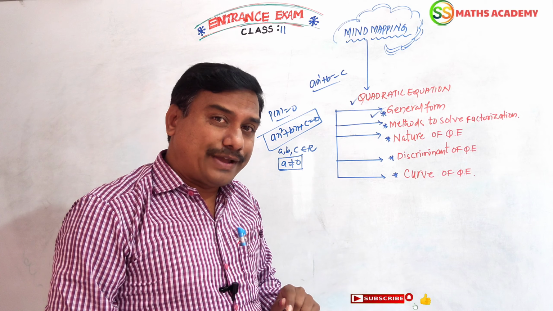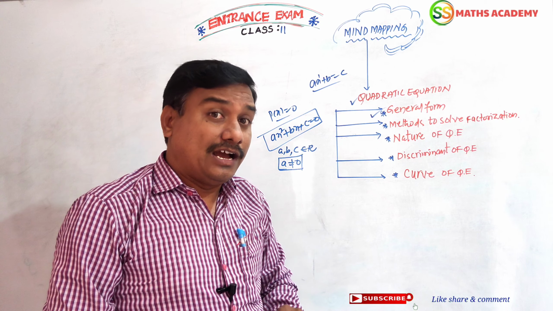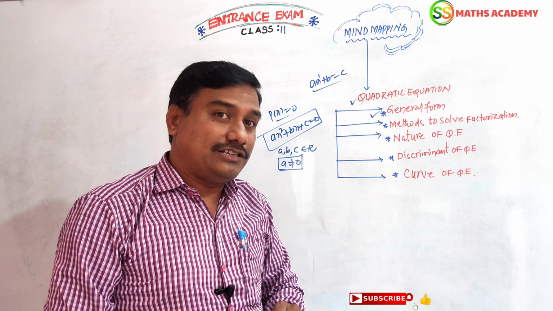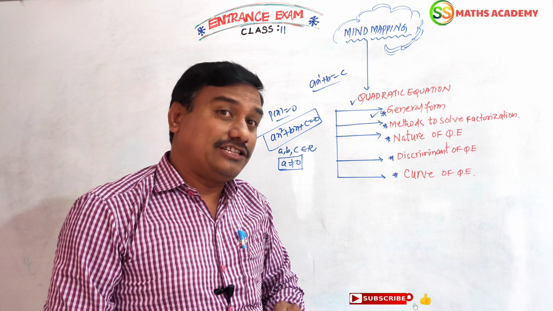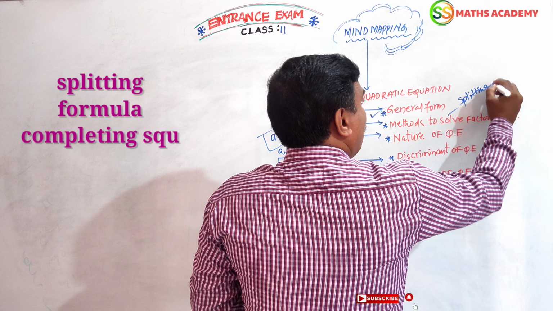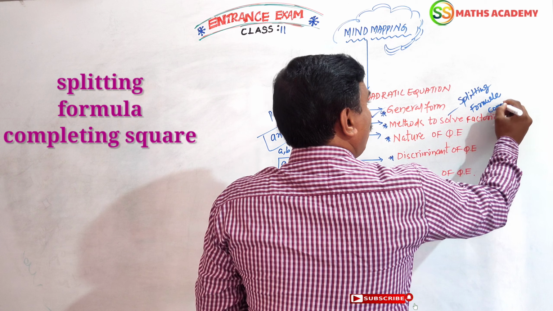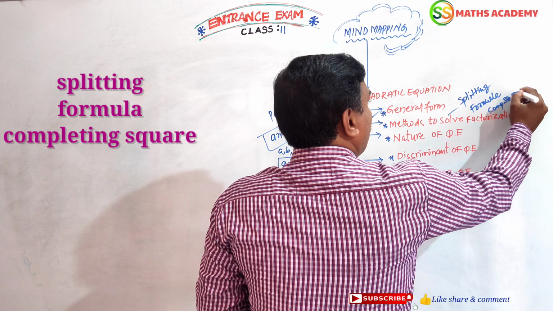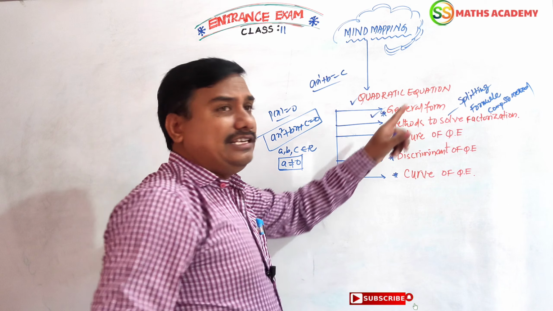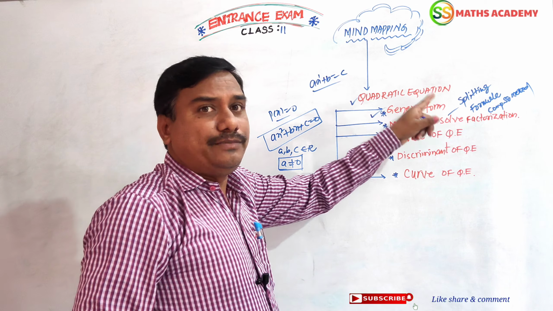How many methods to solve the factorization? 3 methods. How many methods to solve a pair of linear equations? 3 methods: geometrical, graphical, algebraical. Here also 3 methods. What are they? Splitting method, formula method, and completing the square method. These 3 methods we are using to solve the quadratic equation, to factorize it. These 3 methods we should apply.